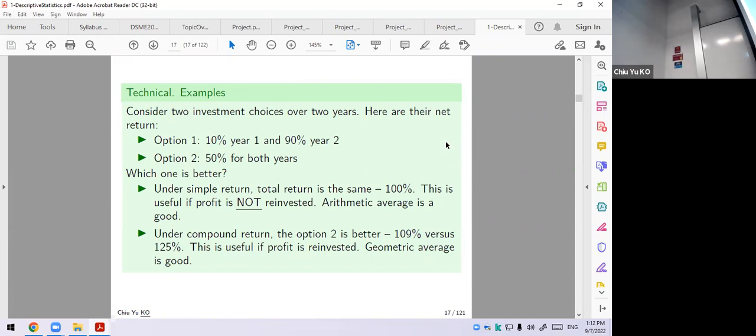So in that case, how do you compare these 2? Look at the geometric mean, which turns out to be the compound return. Look at this, it will give you 109 and this 125. So you would prefer option 2 over option 1. But I'm not going into detail on this because this is supposed to be covered in investment. I'm just trying to say that the geometric mean is sometimes useful. We're not going to cover those in our class, but it's just some idea.